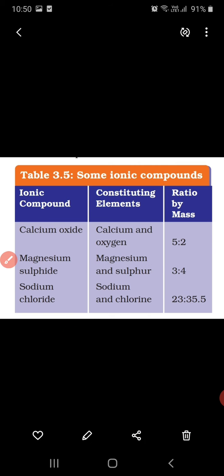Now we have stopped here, and in the next class we will be discussing how to write chemical formulas, and how we know the chemical formula. Formula of simple compounds.